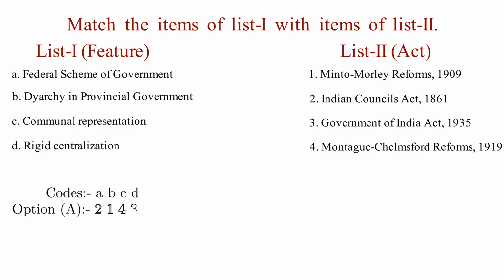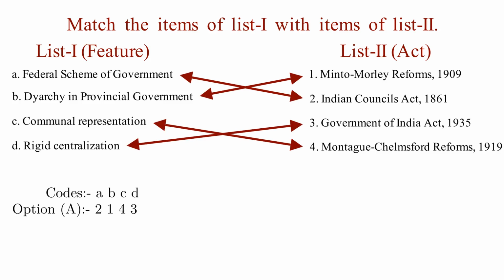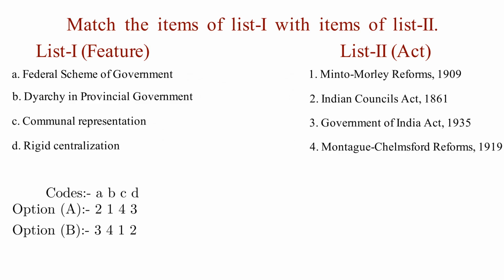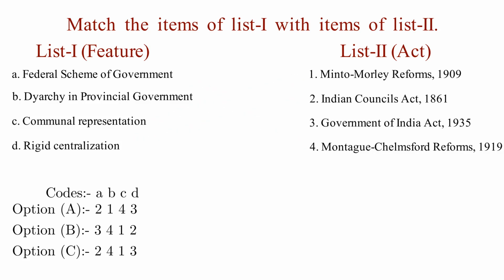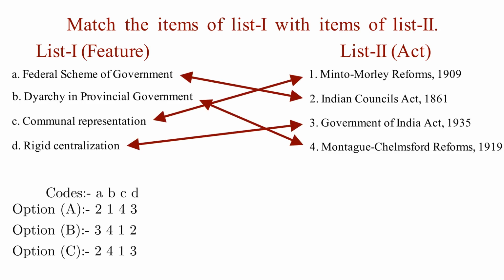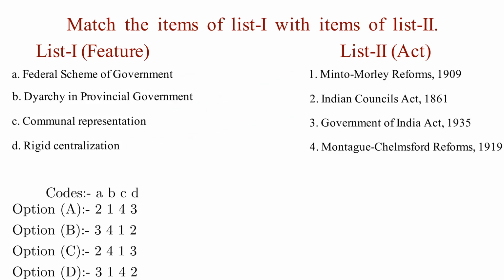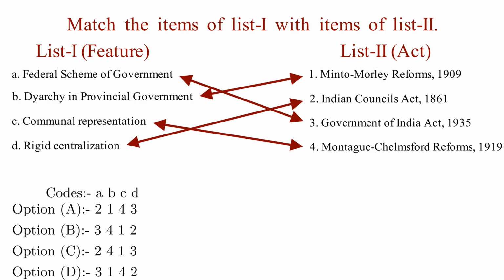The option A is 2, 1, 4 and 3. The option B is 3, 4, 1 and 2. The option C is 2, 4, 1 and 3. And the option D is 3, 1, 4 and 2.